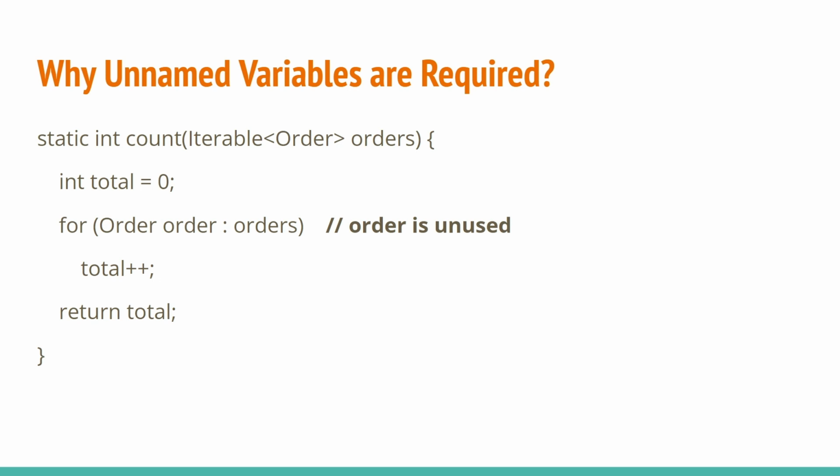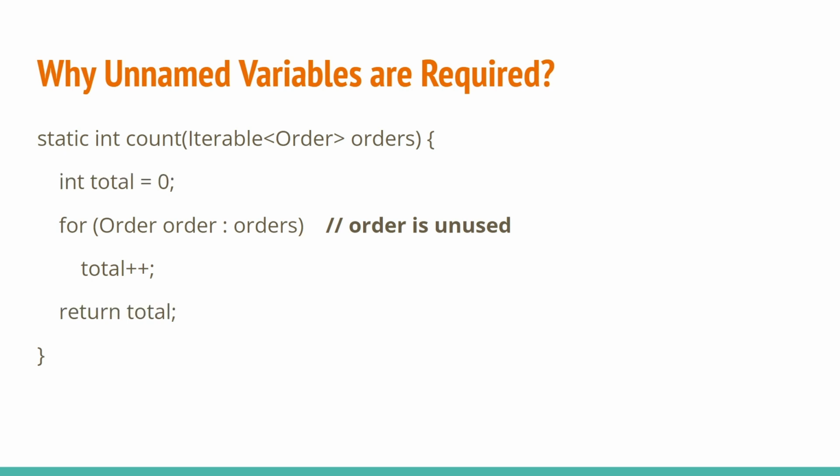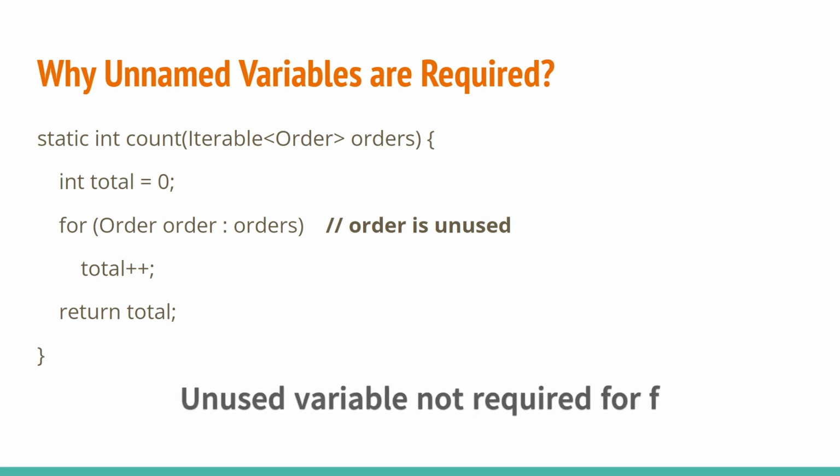Inside this count method, we have an integer variable total, which is initialized to 0, and we have a for loop which iterates over orders. Inside this for loop, we are just incrementing this total using total plus plus. And in the end, we are returning this total. So if you look at this code, this is the for each loop in Java. This order variable is actually unused. We don't need this variable for further calculation.